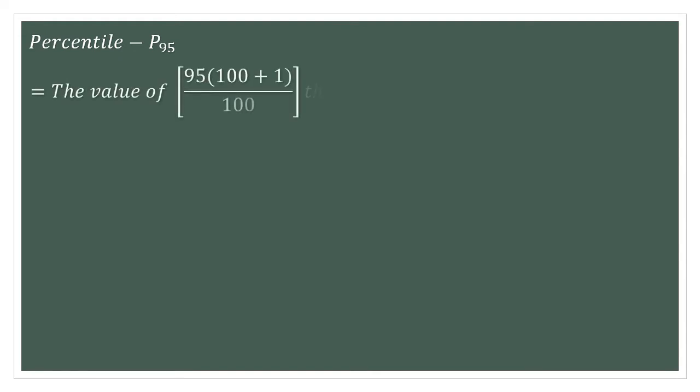Then we are supposed to calculate the 95th percentile, P95. So we will write the value of 95 multiplied by (100 plus 1) divided by 100th observation. It's a percentile, so divided by 100, and it is 95th, so multiplied by 95. When we solve this, we get the 95.95th observation. Now the 95.95th observation lies between the 95th observation and the 96th observation.